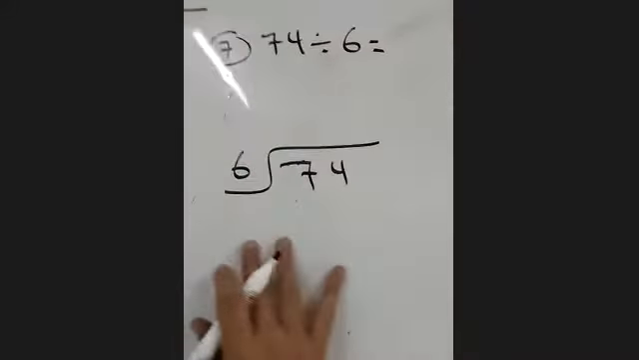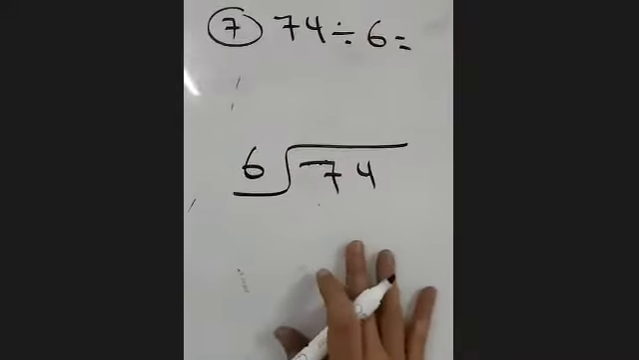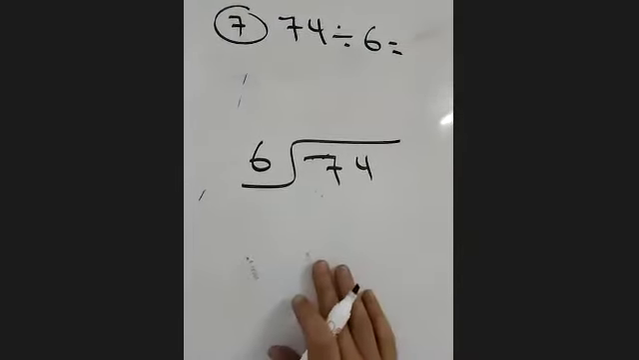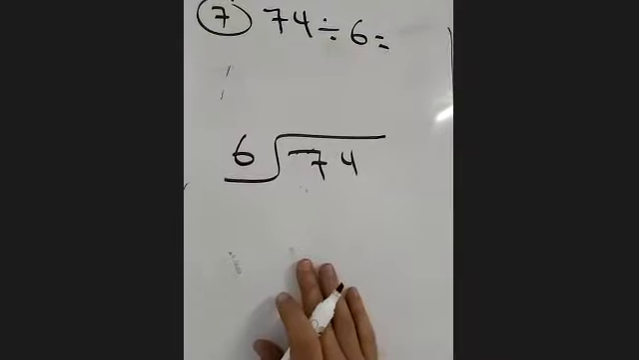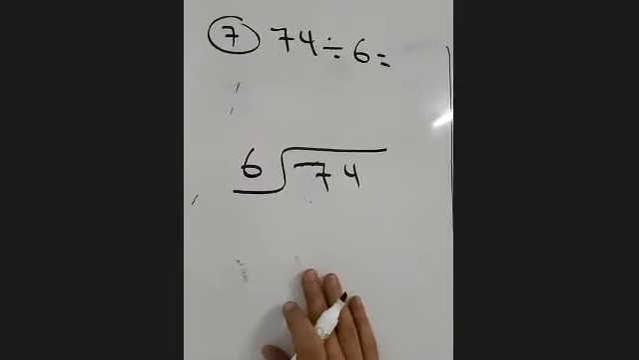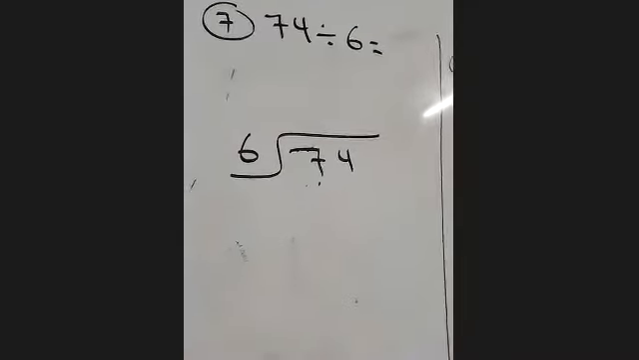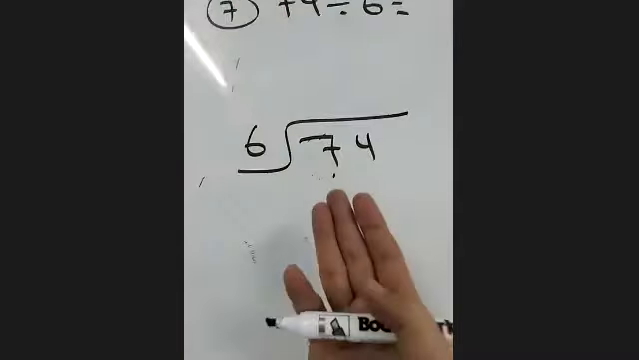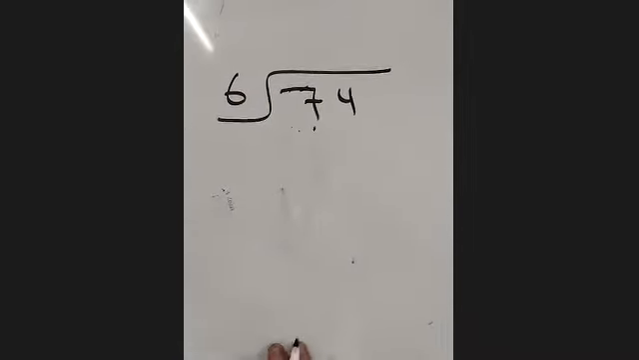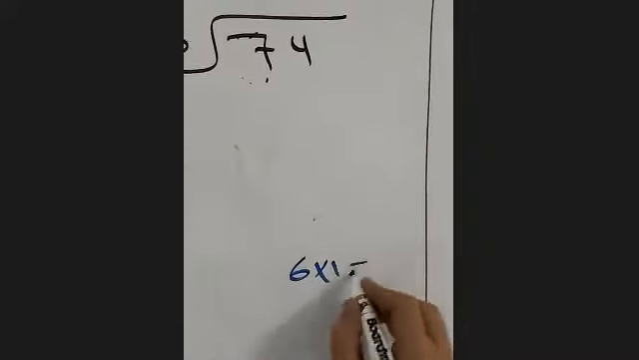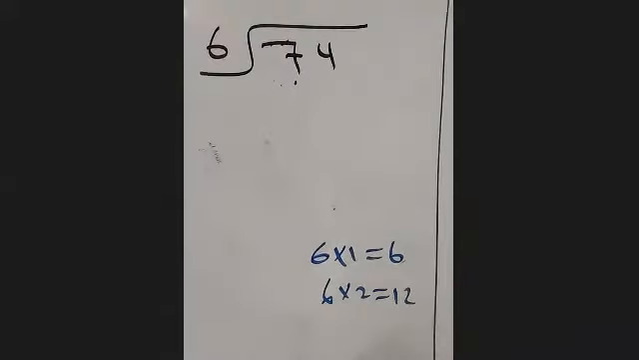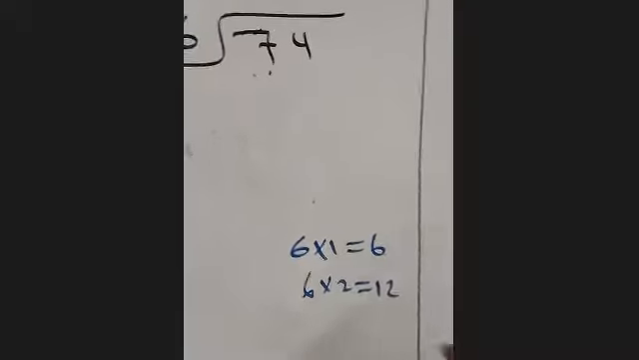Do you know from where we start? Yes, 7 divided by 6. Why from 7? Because 7 is already bigger than 6. Now I will ask you a question. Do we have 7 in the timetable of 6? No, because 6 by 1 is 6, and 6 by 2 is 12. There is no 7, right? Yes. So the 7 is here.